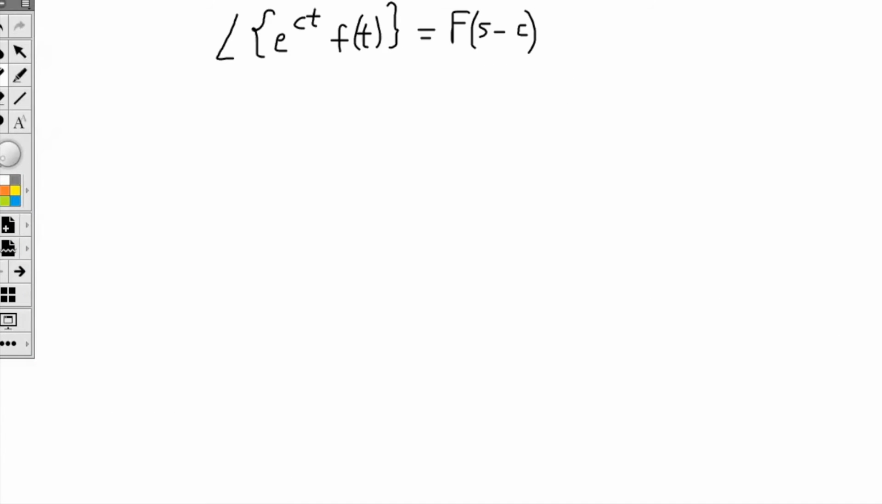Now this is the first shifting theorem, where we transform a function of t into a function of s. Here we have the exponential function multiplied by the function f(t), and this becomes a function of s, where we are shifting it c units. So c represents a constant and it is considered to be shifting the function.